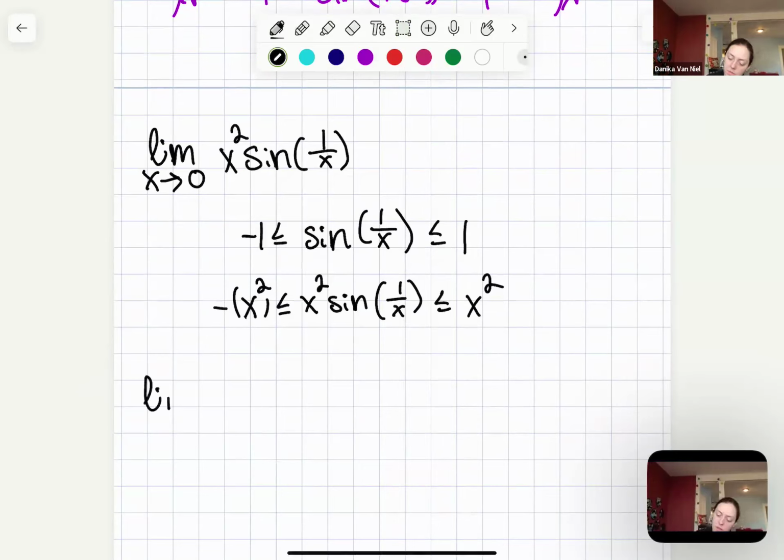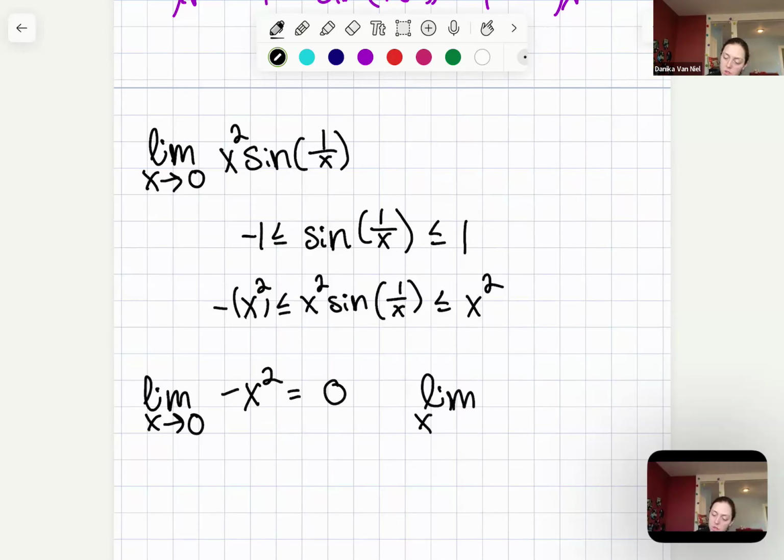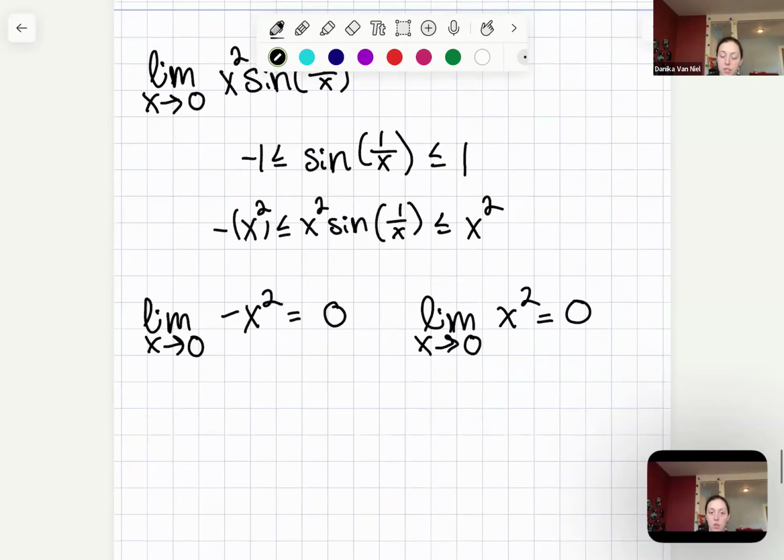So limit, and you have to show them, okay? But it's not that bad, right? This is just 0 squared, which is 0. 0 squared, 0. So now I say by squeeze theorem. And this is important that you say this as well, right?